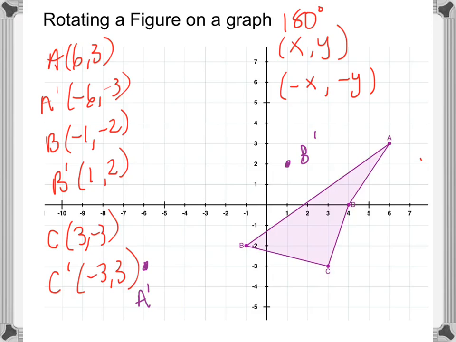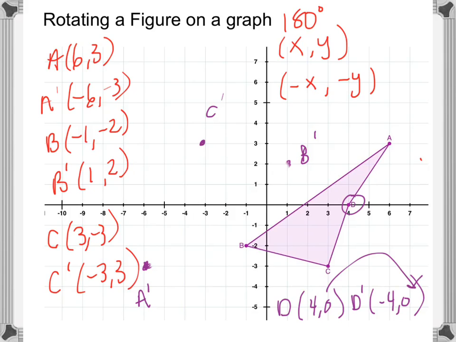And C prime is at -3, +3. So there's C prime. Let's connect these in order. So A prime goes to B prime. And, oh, I forgot D. Whoops. So let's see, D. So D's right here. So D is at 4, 0. So D prime would be at -4, 0. Right, the opposite of 0 is just 0. So -4, 0 would be D prime.